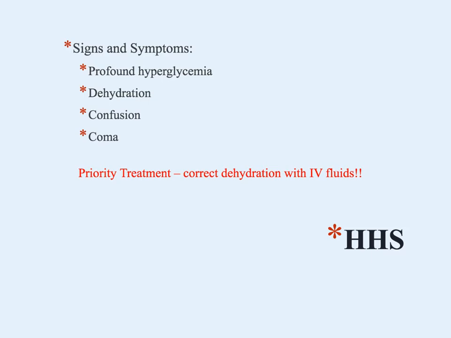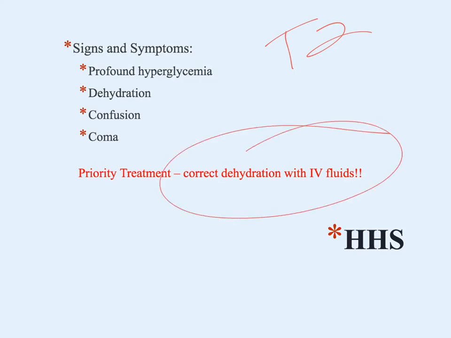Again, with this patient the priority treatment is correcting the dehydration with IV fluids. After the fluids are started, we'll start trying to manage the blood sugar. And they'll be on an insulin drip in an intensive care unit for this critical state. Again, these are just some signs and symptoms of HHS. Make sure you're aware of them. Even though it's a slightly different patient because it's a type 2 diabetic, we still correct dehydration with fluids, and then we begin to work on the blood sugar.